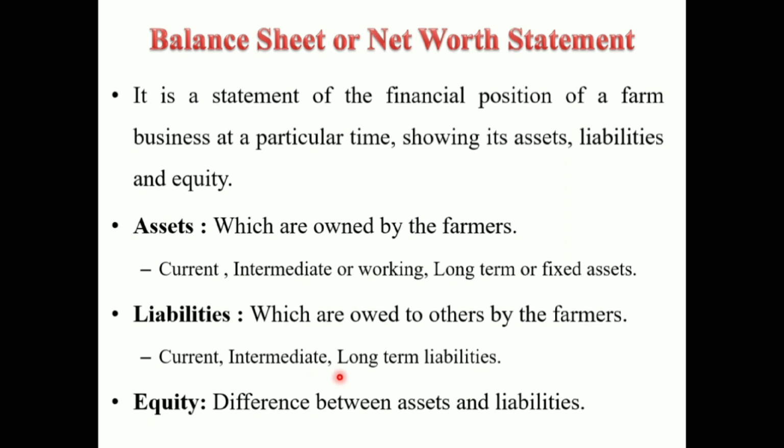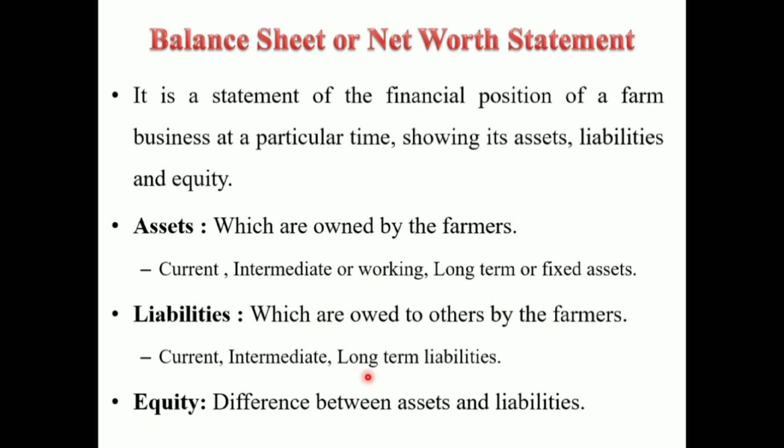Then long-term liability. For long-term liabilities, the duration of loan repayment is 5 to 20 years, or more than 20 years, that we call a long term liability. For example, tractor loan, orchard loan, and land development loan are examples of long term liability.